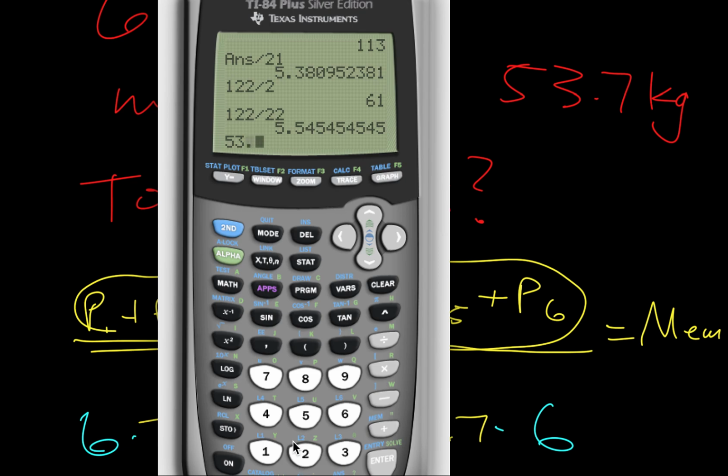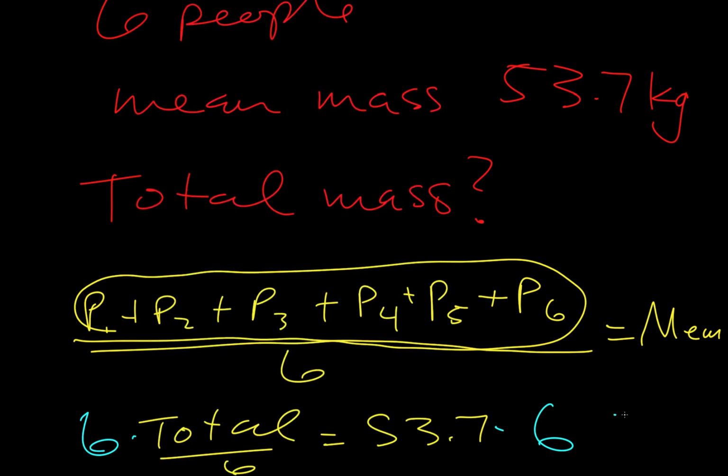Go to our calculator, 53.7 times 6, you get 322.2 would be the total in kilograms.